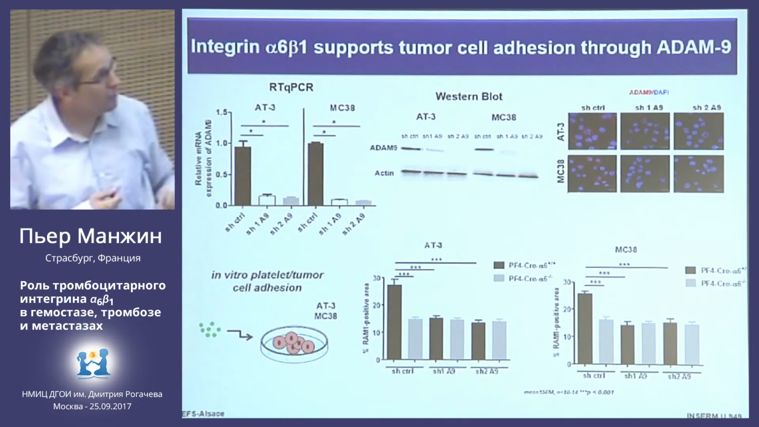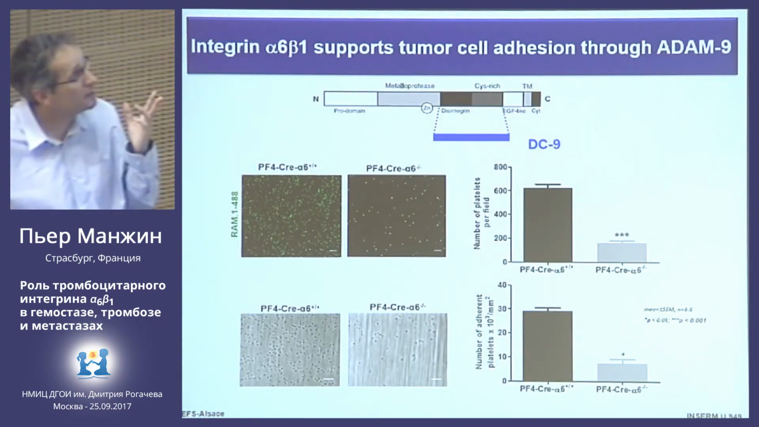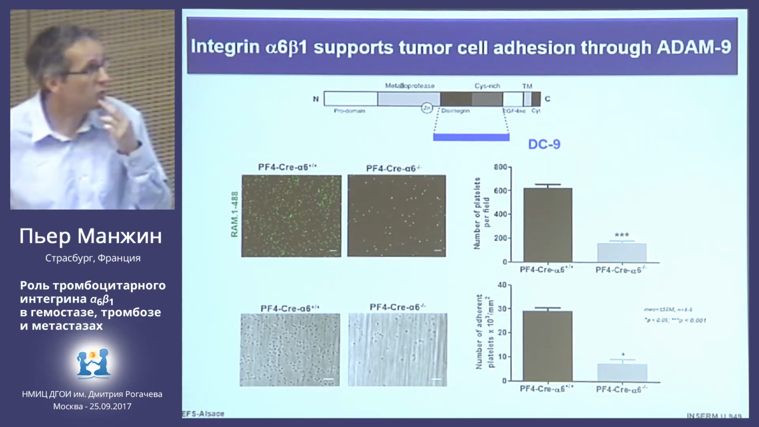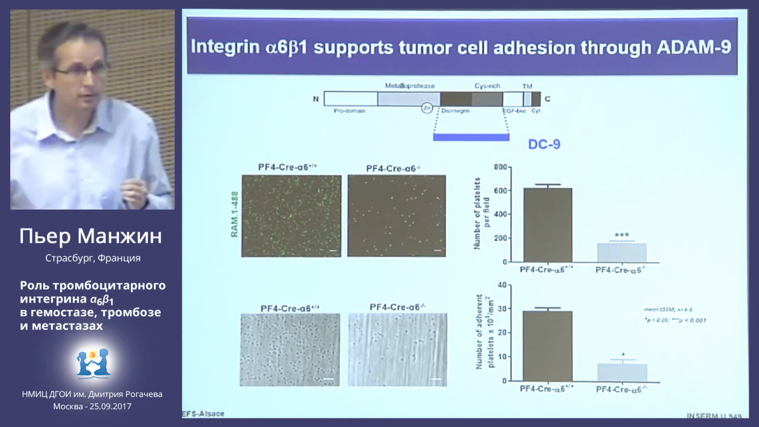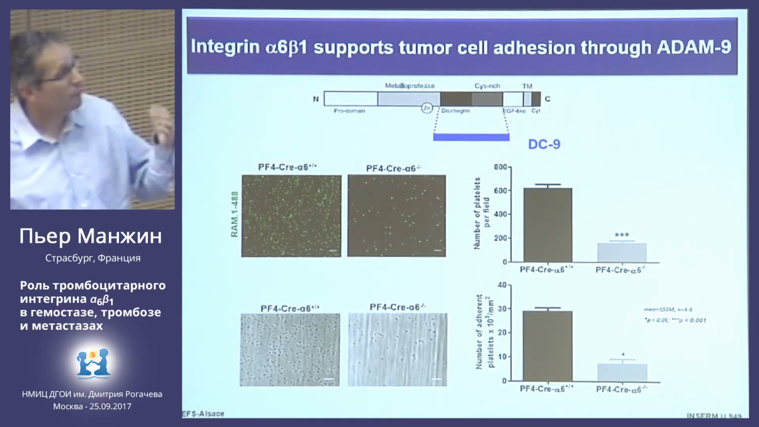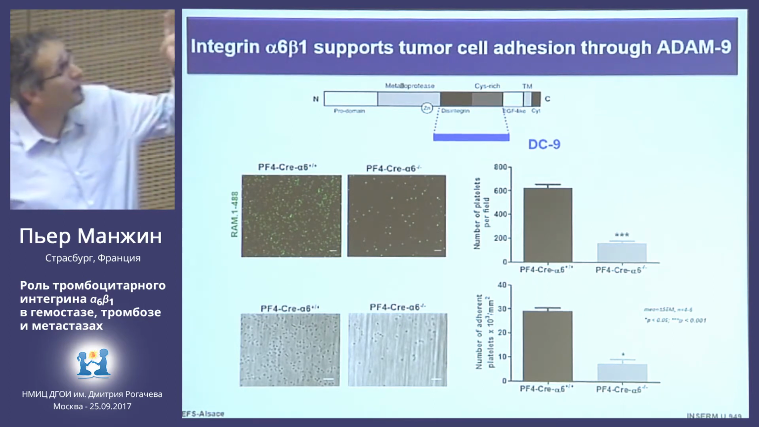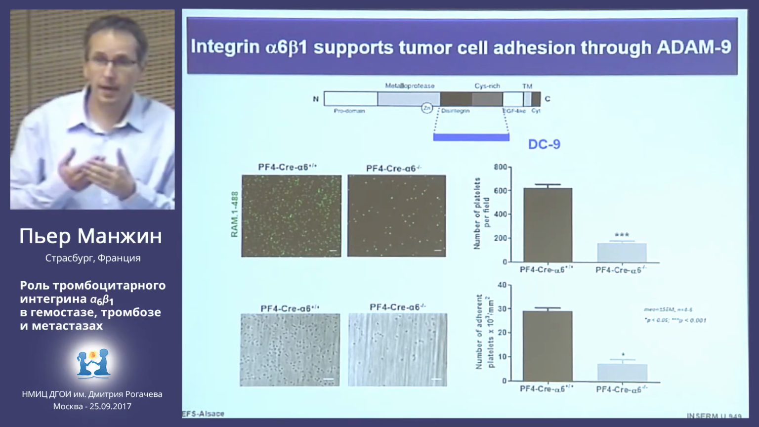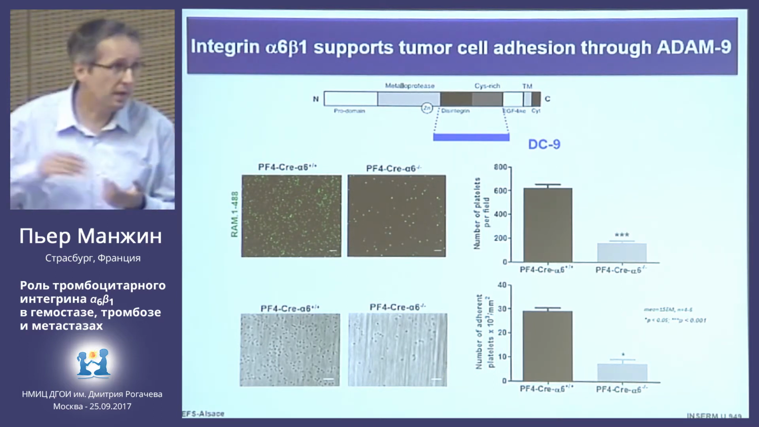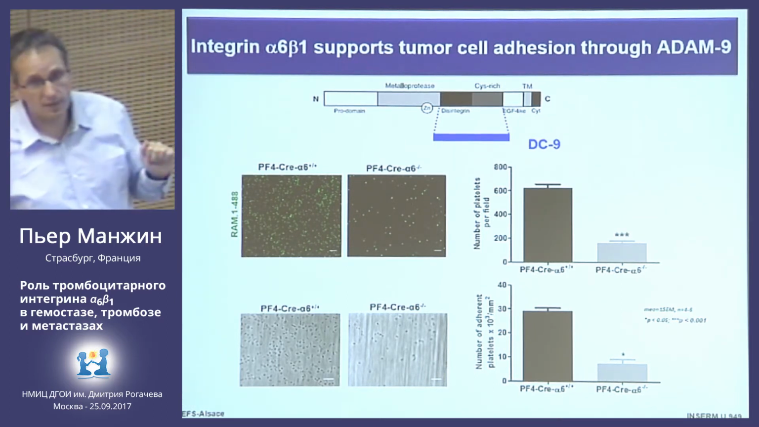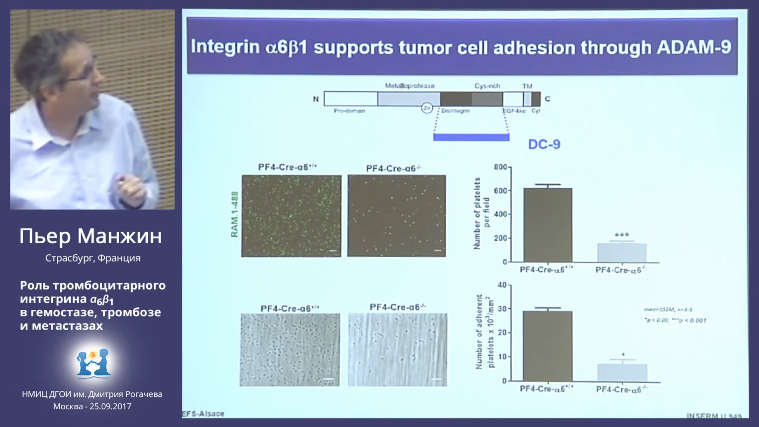And we had very similar results with MC38 tumor cells. We did some experiments in a purified system to show that platelet α6β1 could potentially bind to ADAM9. We actually used the peptide that covers two domains, the cysteine-rich domain and the disintegrin domain that binds to integrins, immobilized it on the surface, added washed platelets, and we observed adhesion of wild type platelets with a reduction when we used α6 deficient platelets.